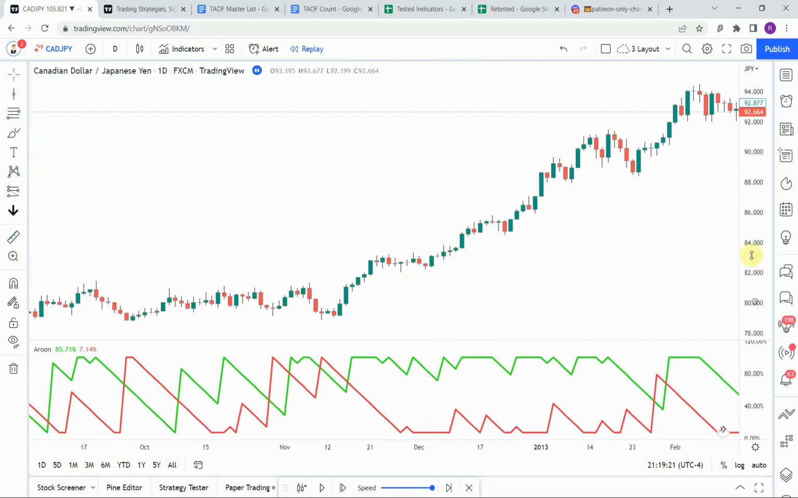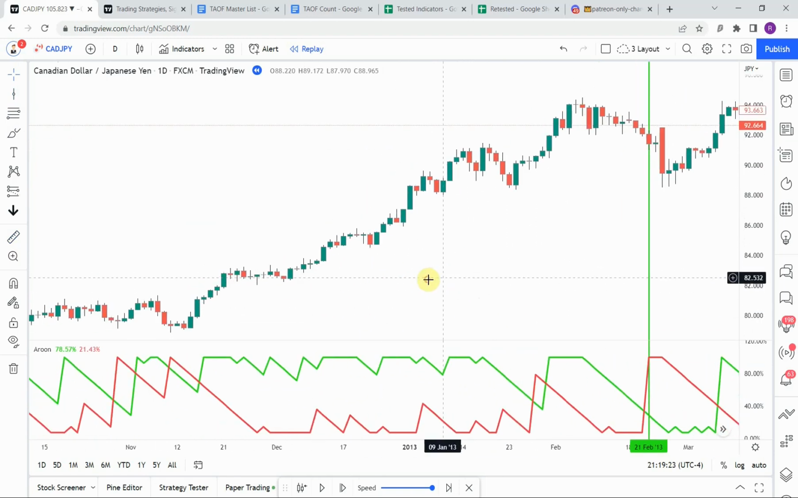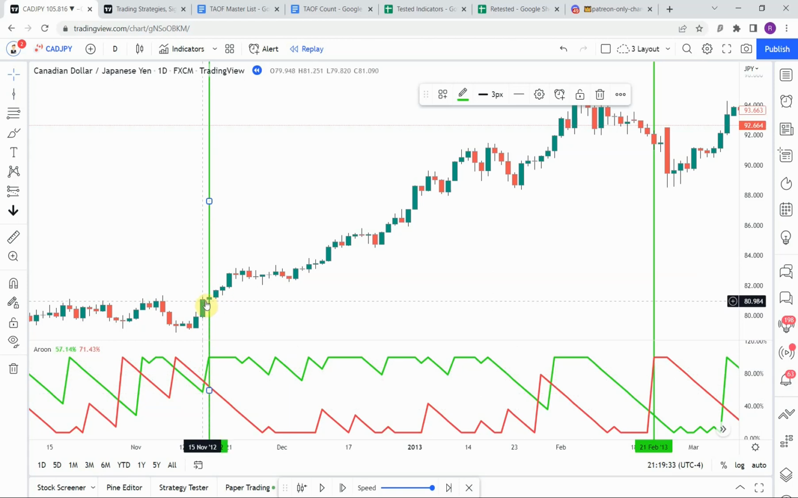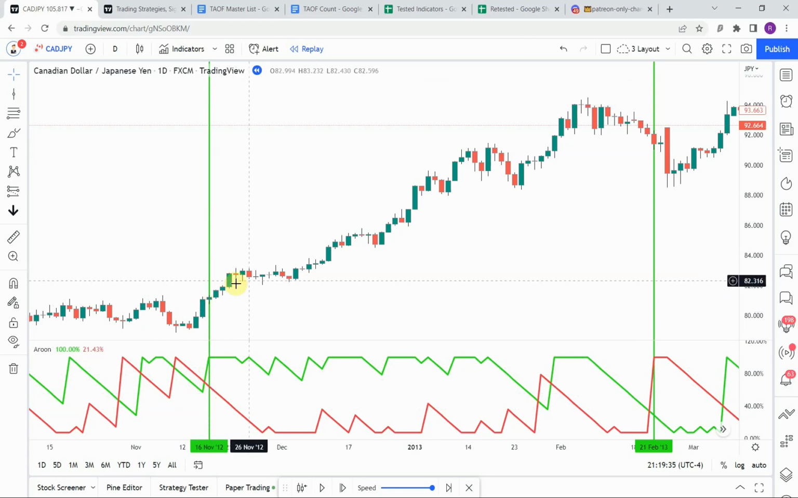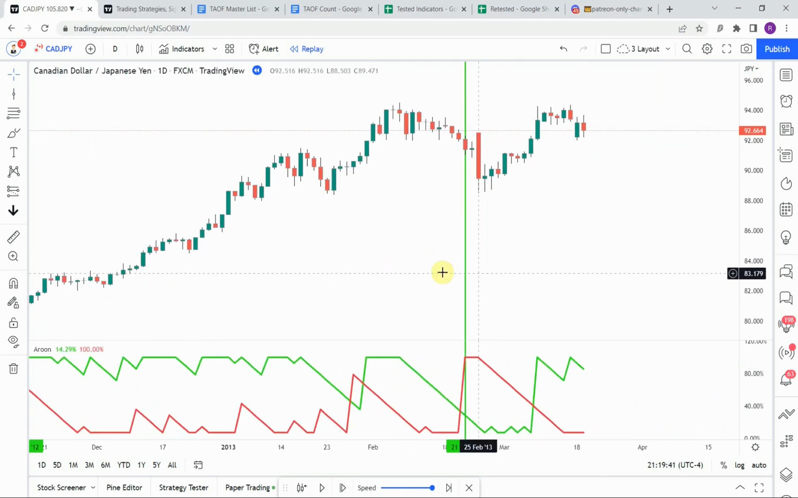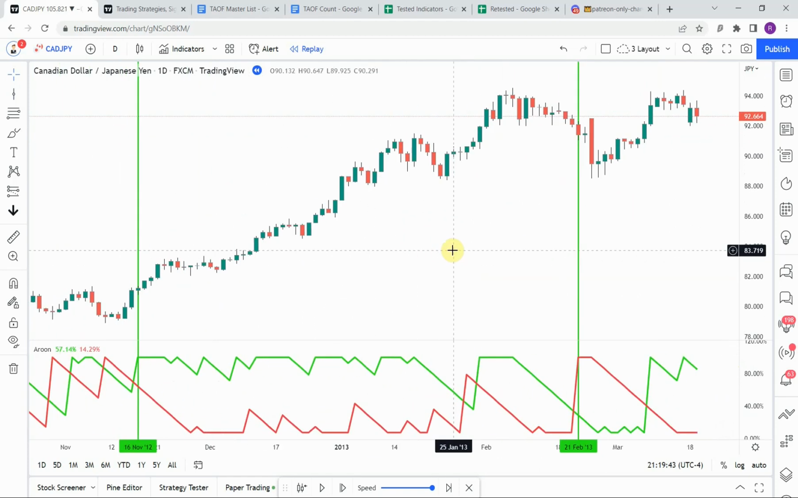If I go back over here, here's an example of a nice long trade here. And so right there, you see that the green Aroon line jumps up over the red one, and you can see that we get a really nice push to the upside there. And so that is the Aroon indicator. And again, it was one of our winning indicators.